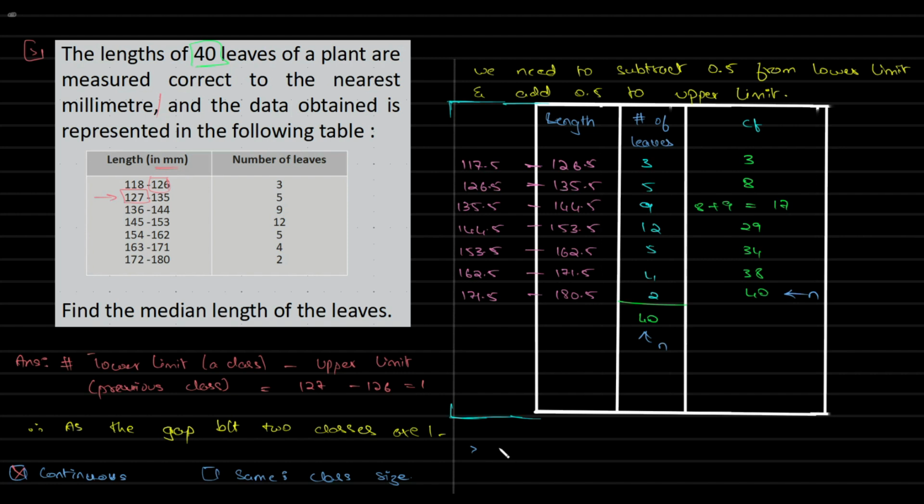So next step is, as n is equal to 40, n by 2 is equal to 20. Therefore, the median class will be this, is it not? Till 17, we have people over here, and obviously the next group has to have the middle value. So this is your median class. This implies 144.5 to 153.5 is the median class.